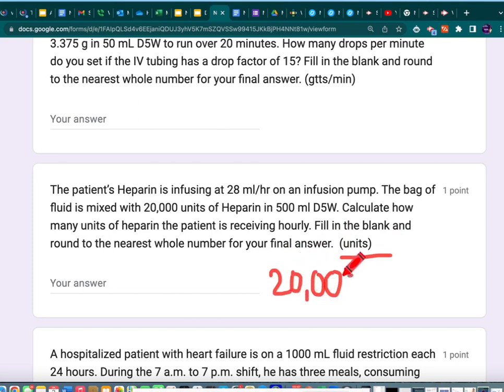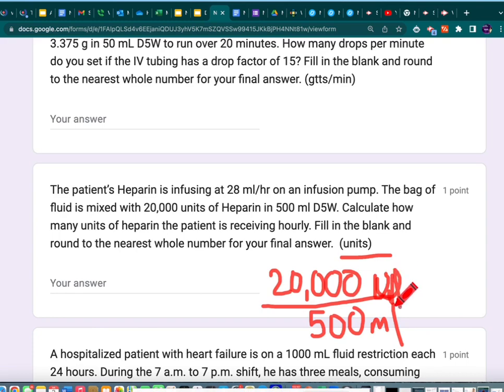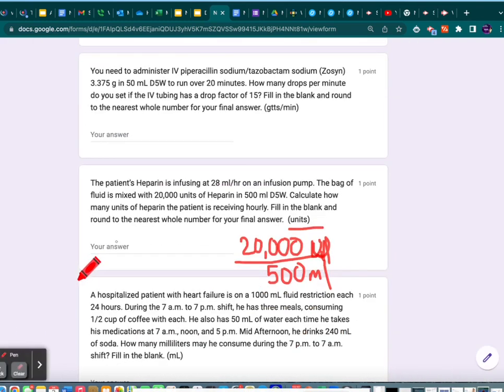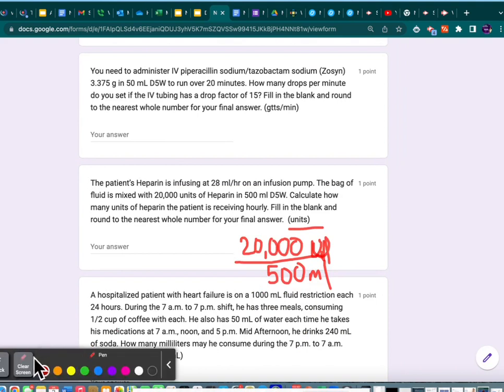Usually heparin is given in units per mils in the IV bag. Okay, so units in 500 mils, units per mil. So what do you think would have to be... oops, that's a terrible U. That's a U. Oh my goodness, that looks so terrible. Let's see if we can clean that little funny looking U up a little bit.